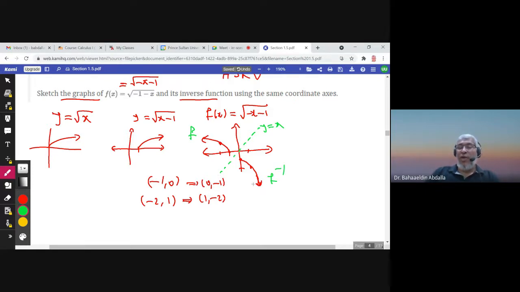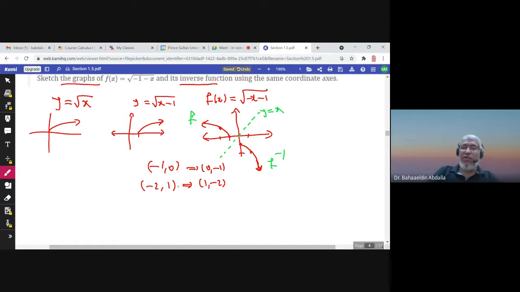So actually we reflected the graph of f about the line y equals x to graph f inverse. So we were able to graph f inverse without having its definition from the fact that if (a, b) belongs to the graph of f, then (b, a) belongs to the graph of f inverse.